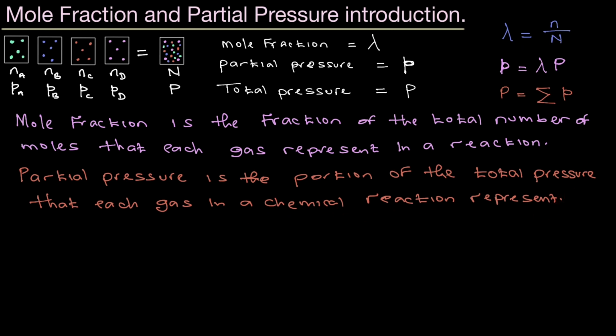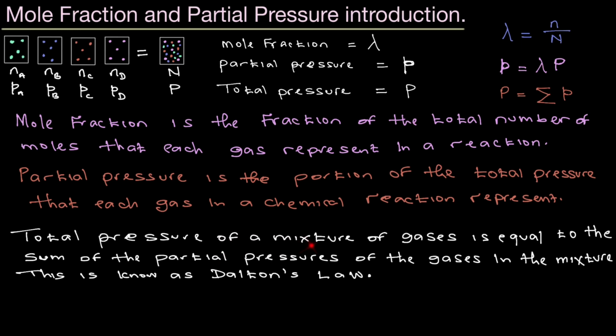So the partial pressure of A is the pressure of A in that volume. Partial pressure of B is the pressure of B in that volume. The pressure of C in this volume is also a partial pressure.